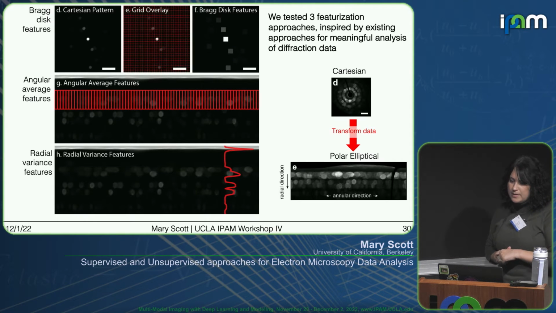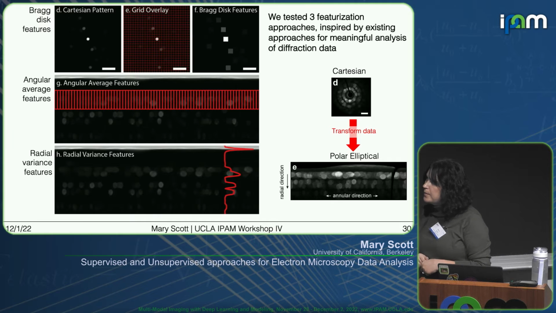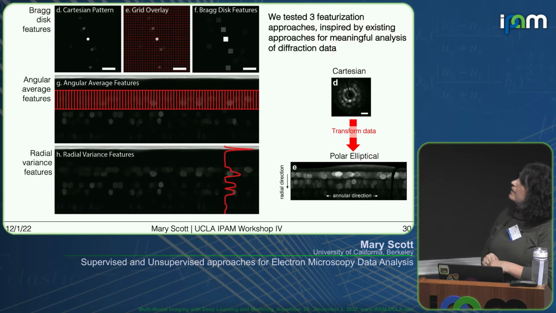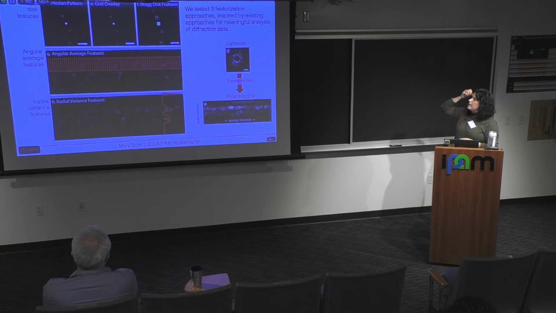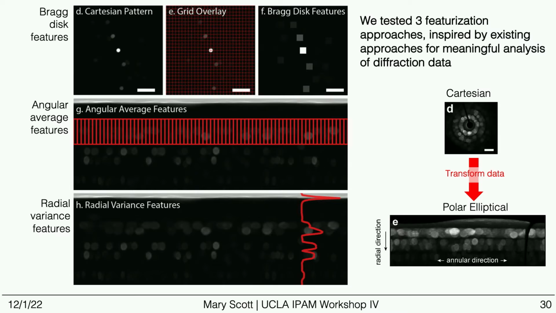We can also take this Cartesian to polar elliptical transformation. So we can go from a typical 2D diffraction pattern with Cartesian coordinates and transform that to this polar elliptical representation where the radial direction is on the y-axis and that angular direction is on the x-axis. So if you're not familiar with this, you can think of all the Bragg peaks that are the same distance from the center and therefore correspond to the same d spacing in the crystal are now kind of on the same horizontal line in this type of representation.